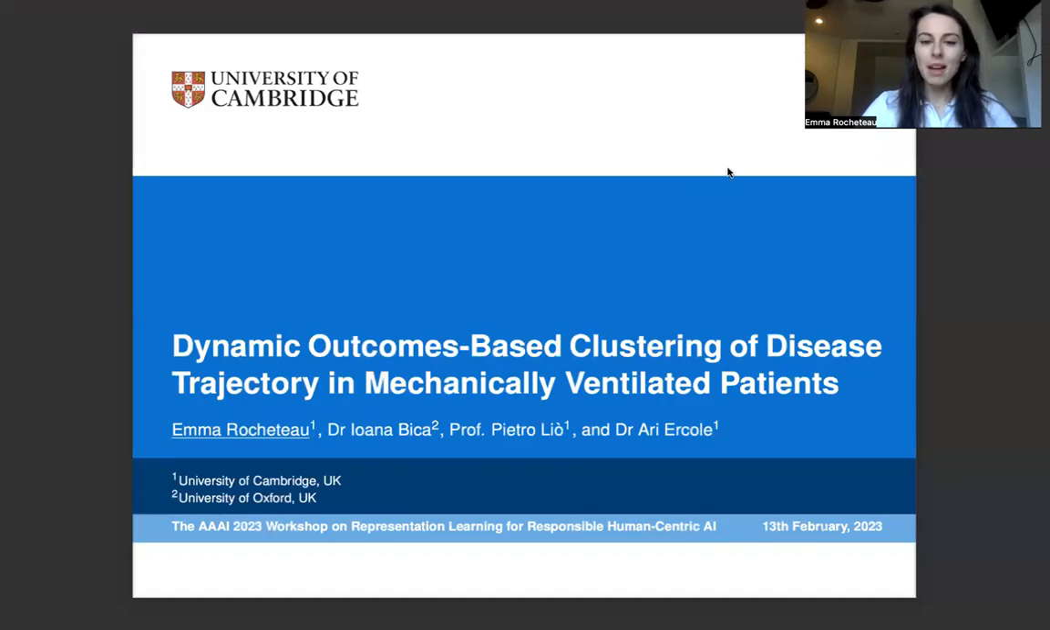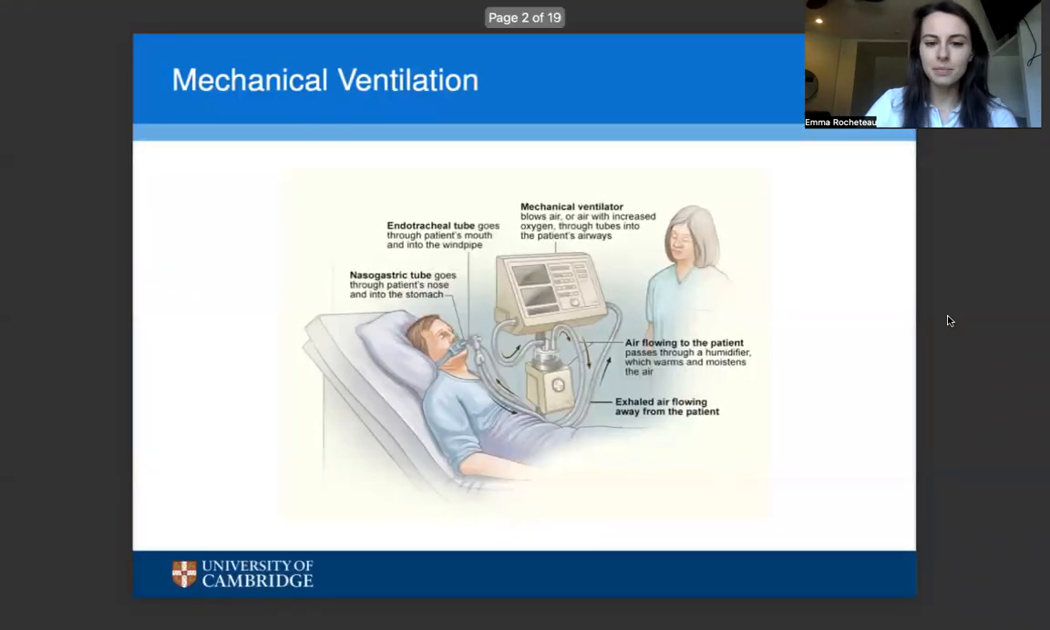Hello everyone, I'm Emma, a final year medical student at Cambridge in the UK, but I did what you'd call an MD PhD programme, and my PhD was in machine learning for healthcare. This is work that I did in collaboration with Joanna Beaker, who now works at DeepMind, Pietro Leo, my PhD supervisor, and R2HCAI-23, a consultant anaesthetist working in critical care and trauma.